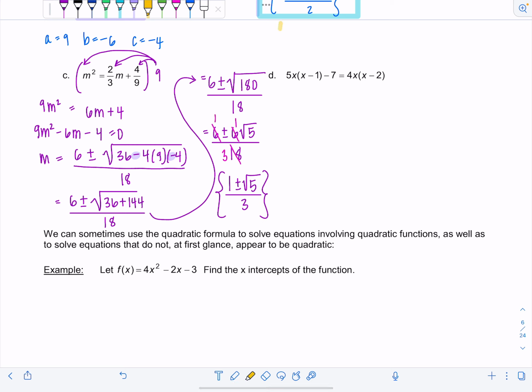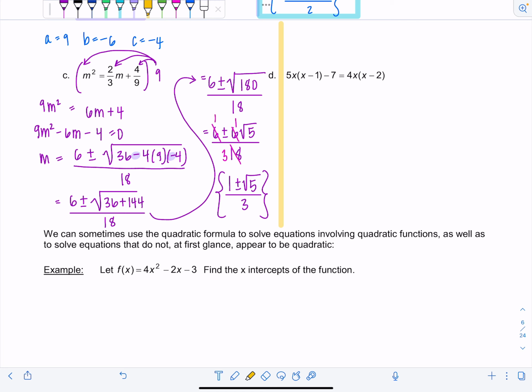Very good. How was that one? So my tip to you, if there's fractions or decimals, clear them out, okay? You're not a hero just because you trudged through the quadratic formula, making it unnecessarily difficult for yourself.